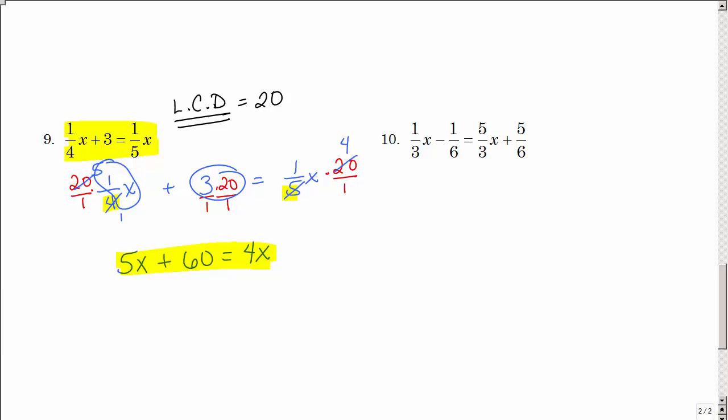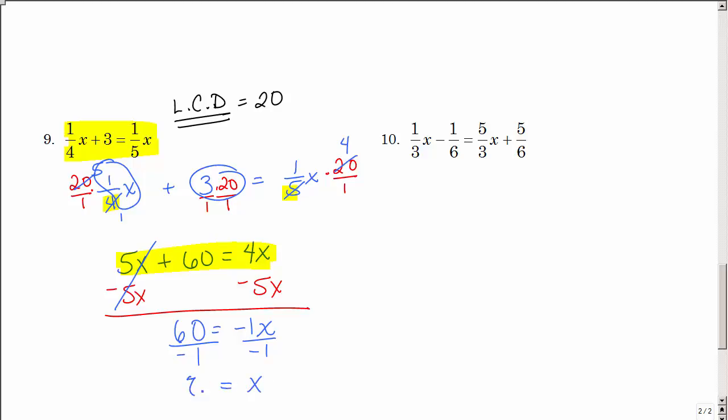All right, so I needed to get x's on one side, so I am going to subtract 5x from both sides. Okay, that's 0. I'm going to bring down my positive 60. And yes, that's -1x. There is a -1 there. I have to get positive 1x. So x is being multiplied by -1, so you can divide by -1. And so my answer is -60.